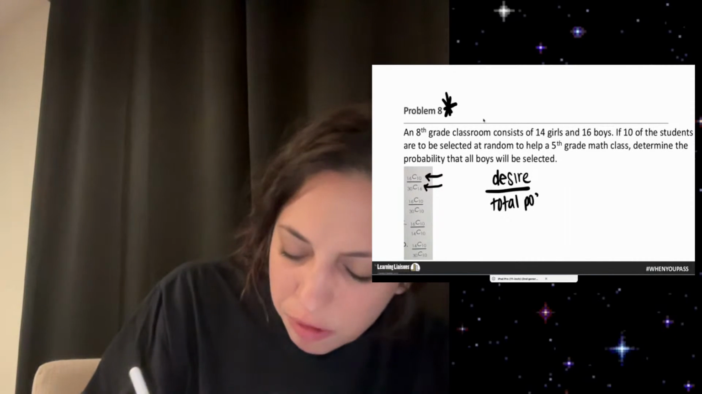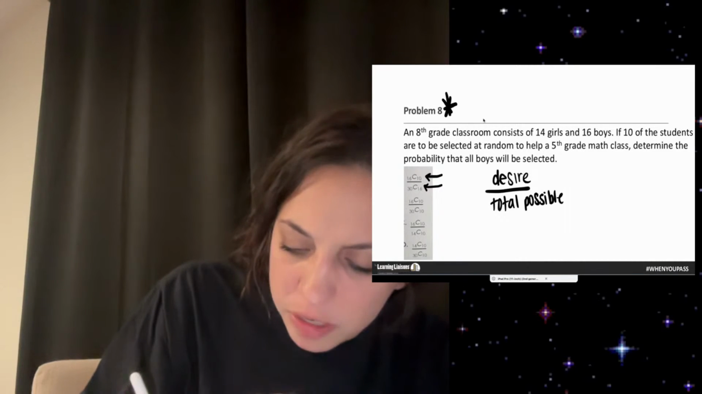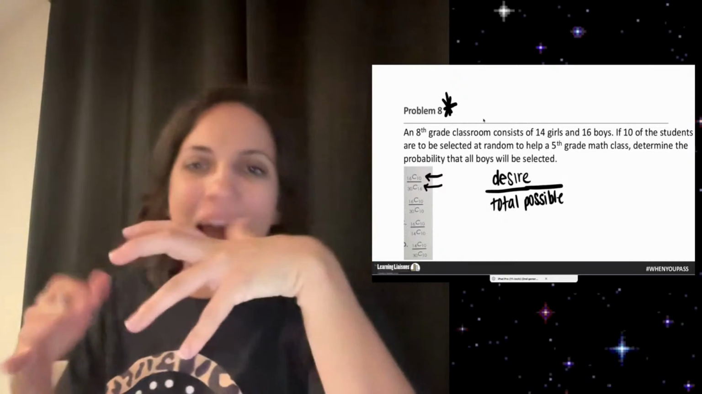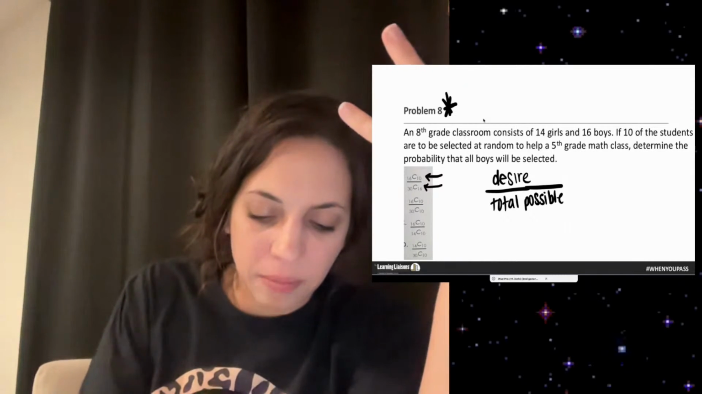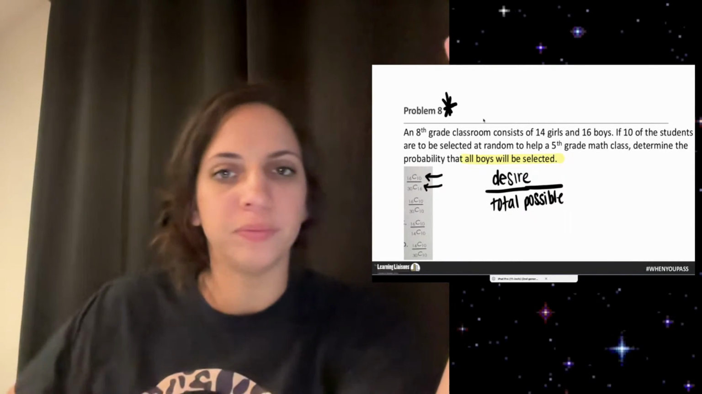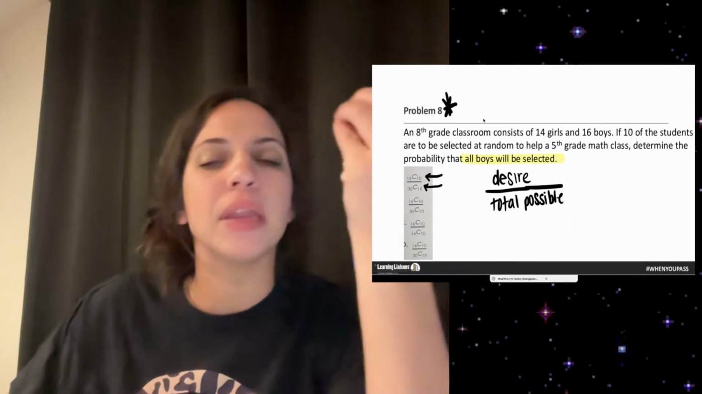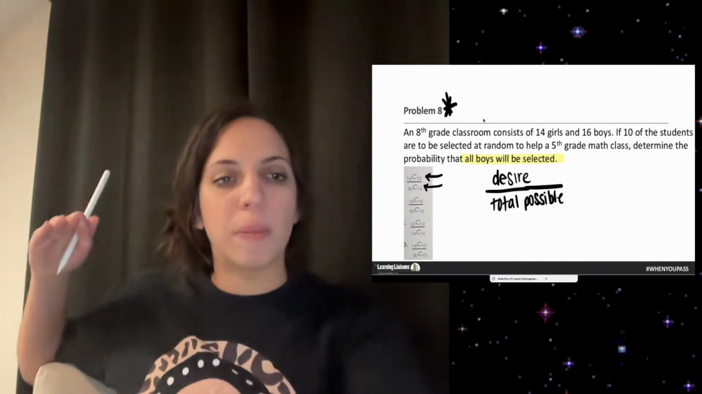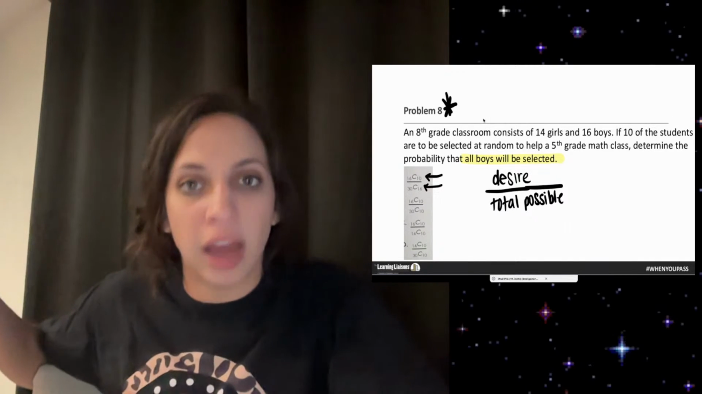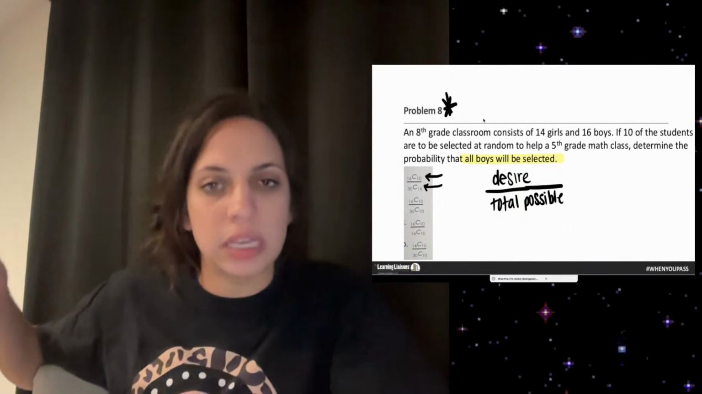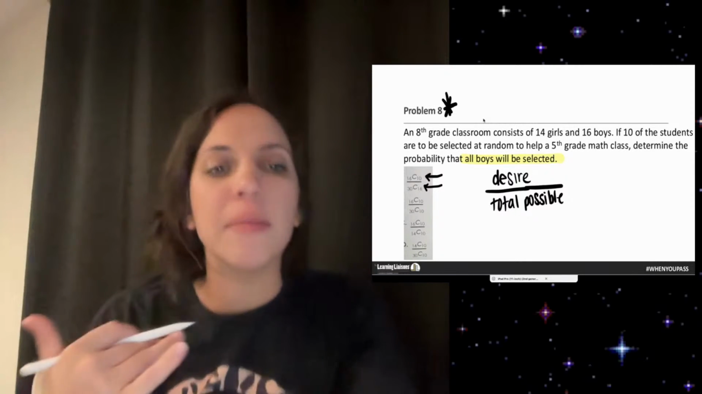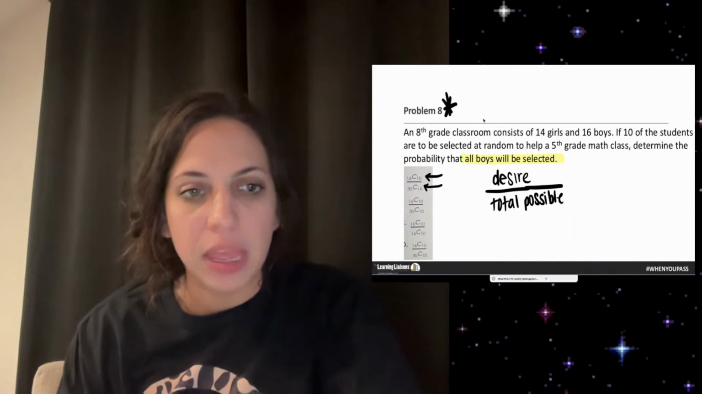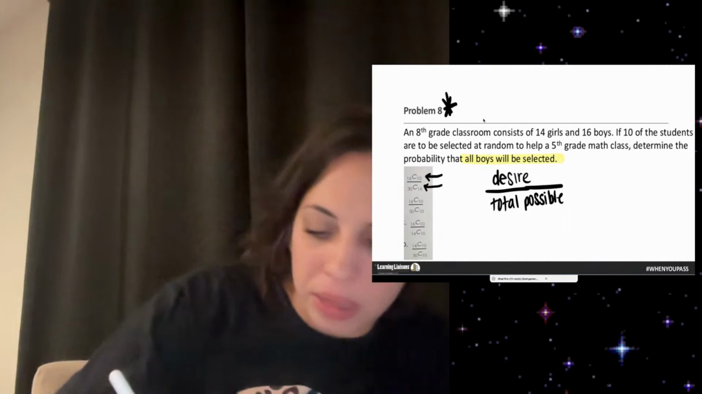No matter what type of probability you're doing, the top is always your desire, the bottom is always your total possible. So my desire is that all boys will be selected, right? So if I'm using combination notation, which is just a big C in the middle, the numerator represents the number of desired outcomes, which is boys, using the combination formula, and the denominator represents the total possible, using the combination formula.